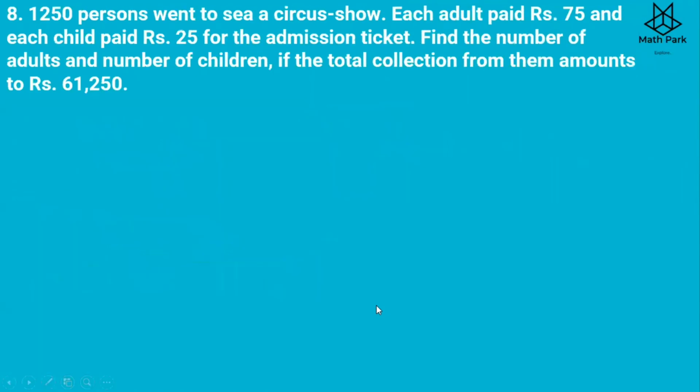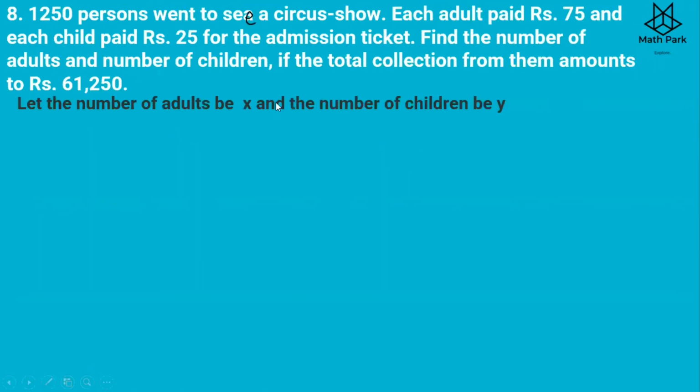Moving to question number 8. Let us take the number of adults as X and the number of children as Y. So how many people have gone to see the circus? The total number of people who went is 1250. So the number of adults plus the number of children is 1250. This is our equation number 1. The second condition is if an adult has paid rupees 75.